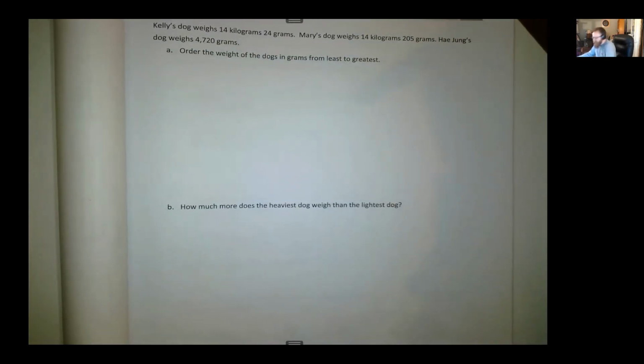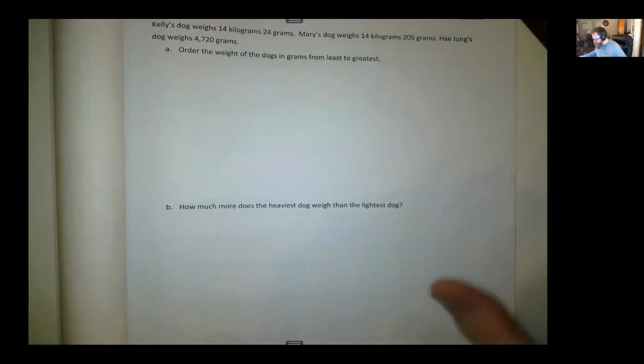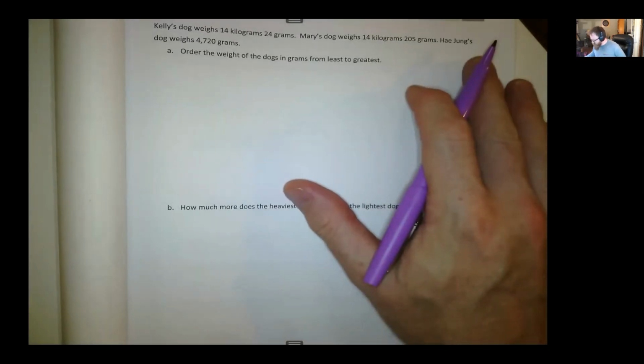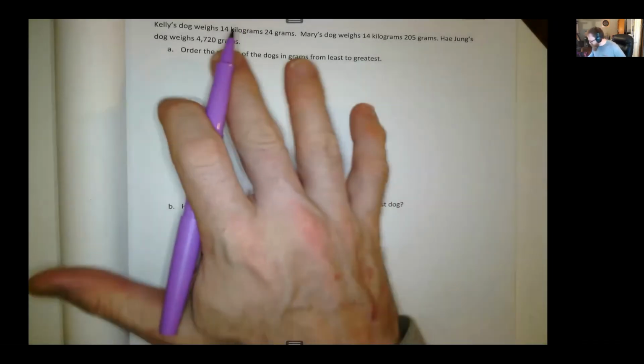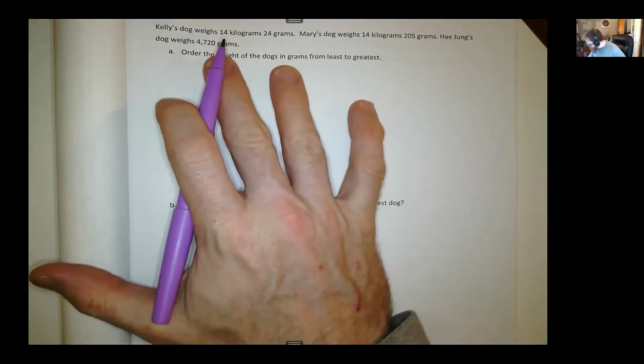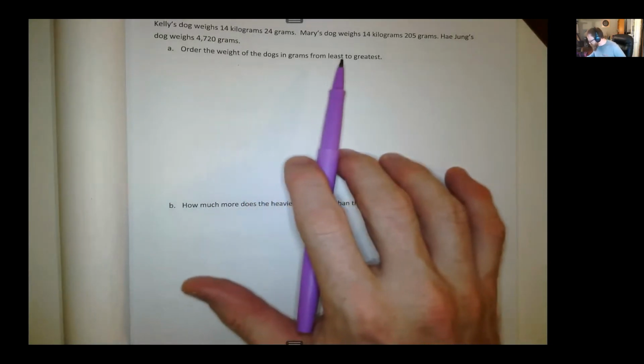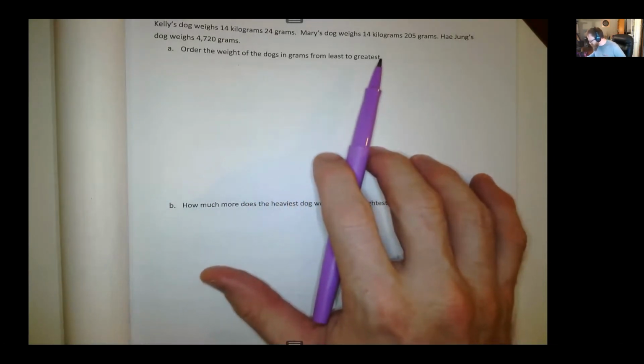Kelly's dog weighs 14 kilograms and 24 grams. Mary's dog weighs 14 kilograms, 205 grams. Hei-jung's dog weighs 4,720 grams. Order the weight of the dogs in grams from least to greatest.